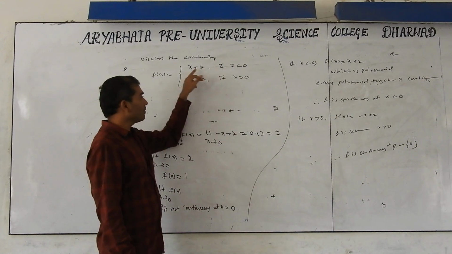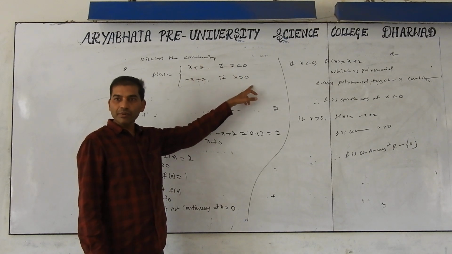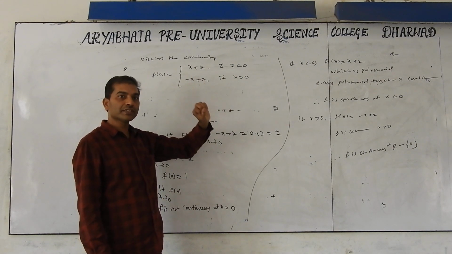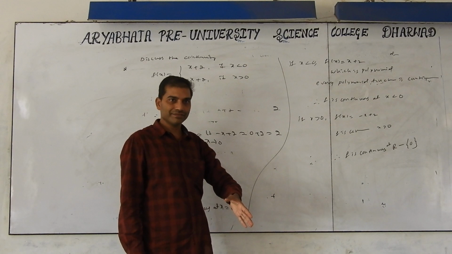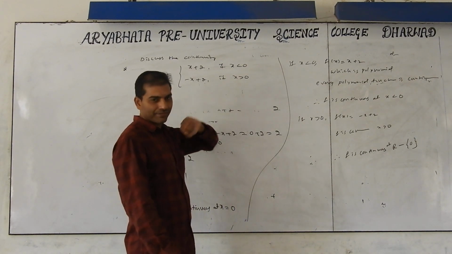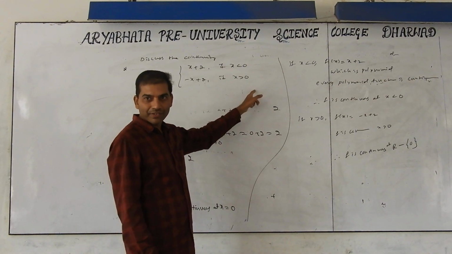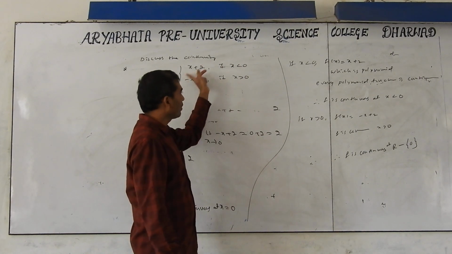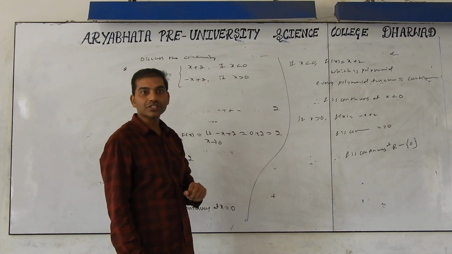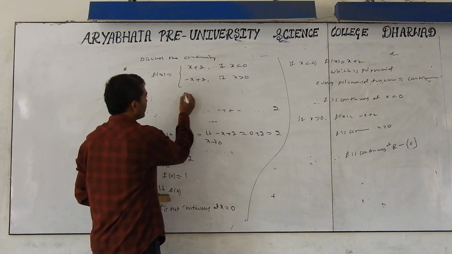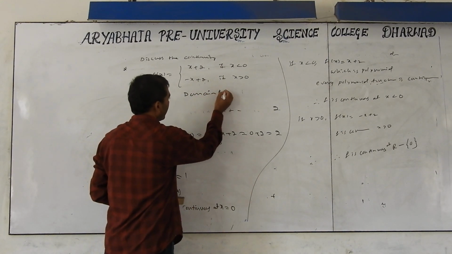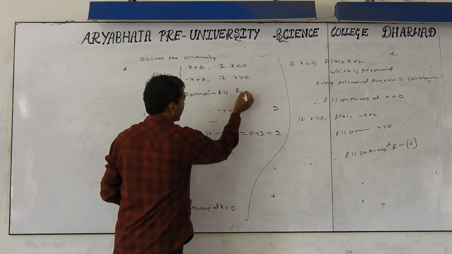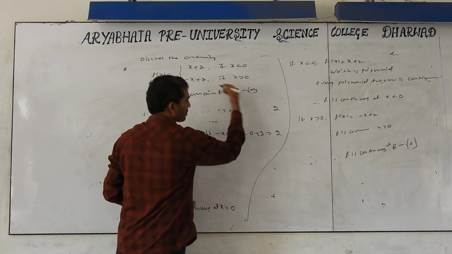For all below 0, which is polynomial. For all above 0, which is polynomial. Therefore it is continuous everywhere in the domain of f. What is the domain of f? All real numbers except 0.